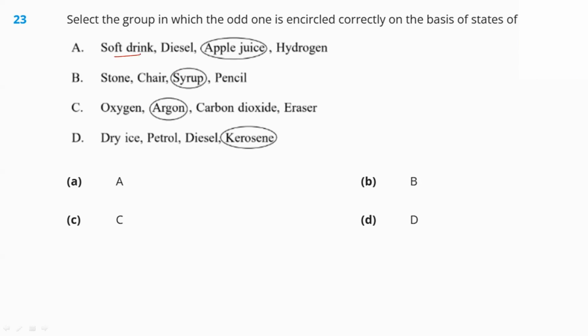So soft drink, diesel, apple juice, hydrogen. This is correct. Incorrectly, this is incorrectly circled. It should have been hydrogen, because that is only the gas.